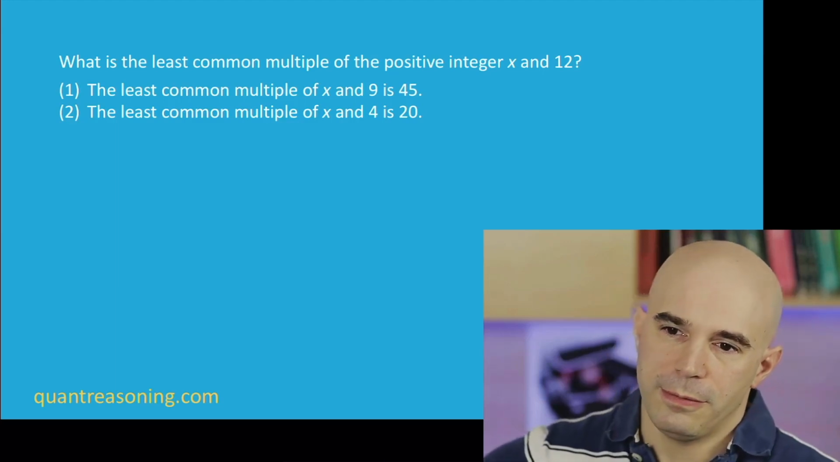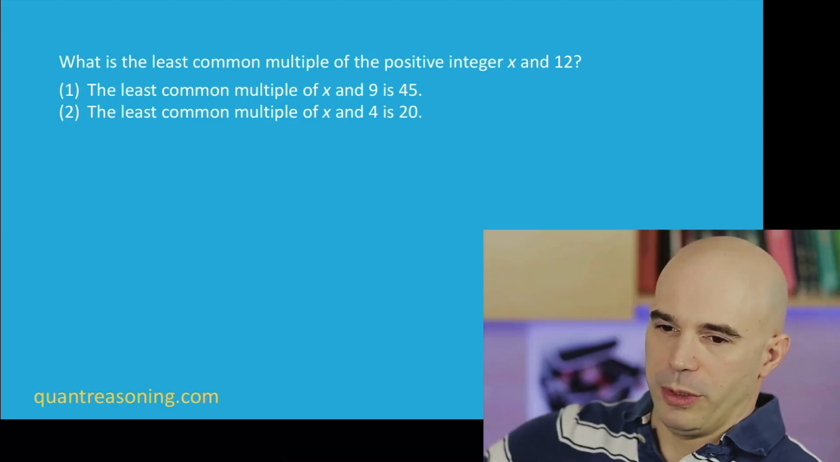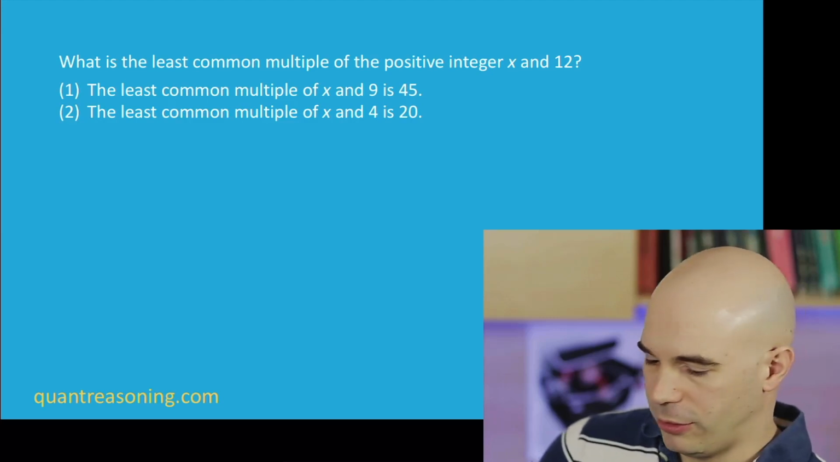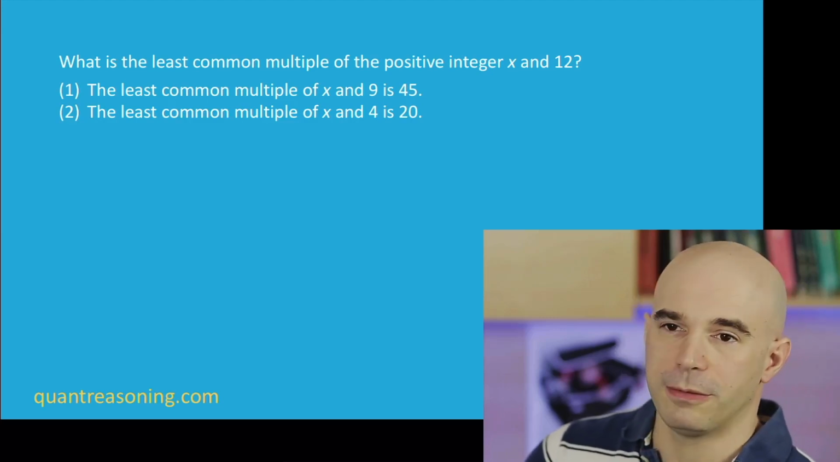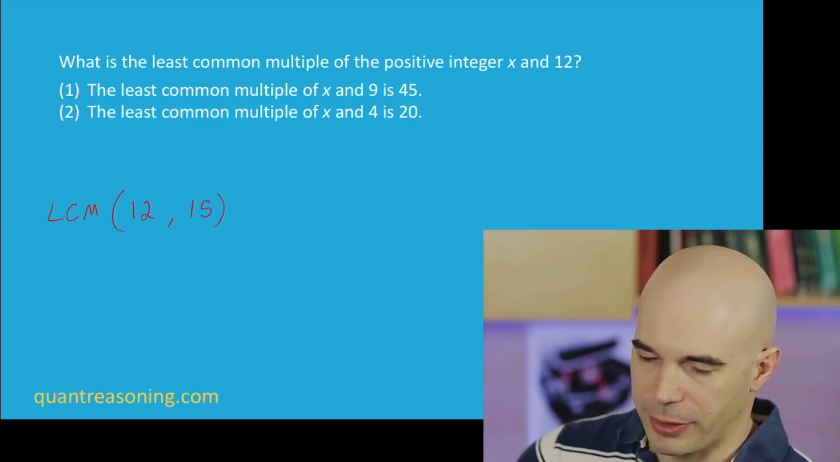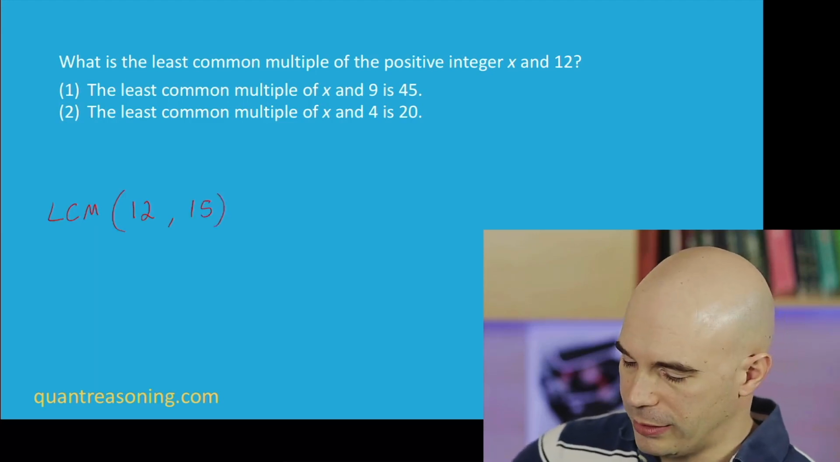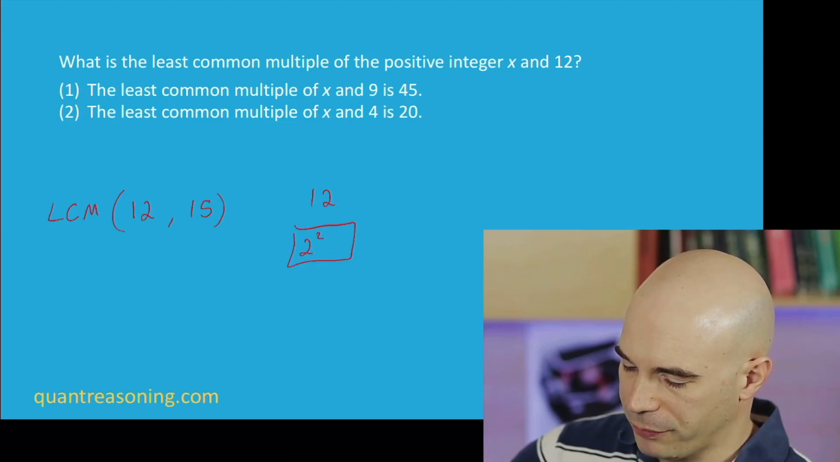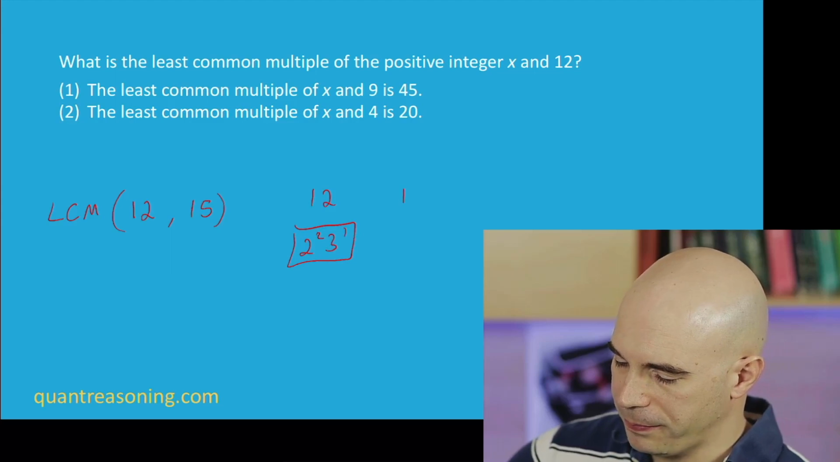So before we solve this question itself, I want to make sure that we all really understand least common multiple. Let's imagine, just for the sake of discussing this, that we're looking for the least common multiple of 12 and 15. The first thing that I would do is find the prime boxes of 12 and 15. So 12 would be 2 squared, 3 to the 1, and 15 would be 3 to the 1, 5 to the 1. These are the prime boxes.